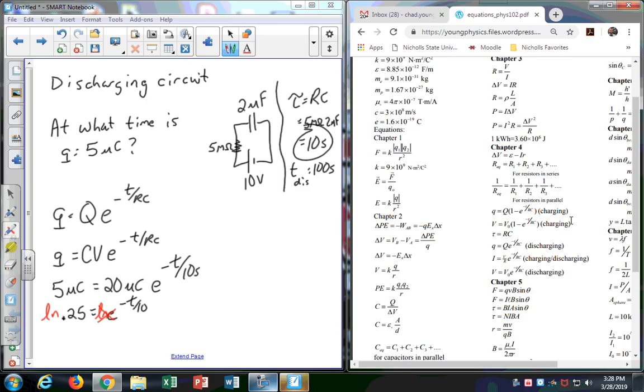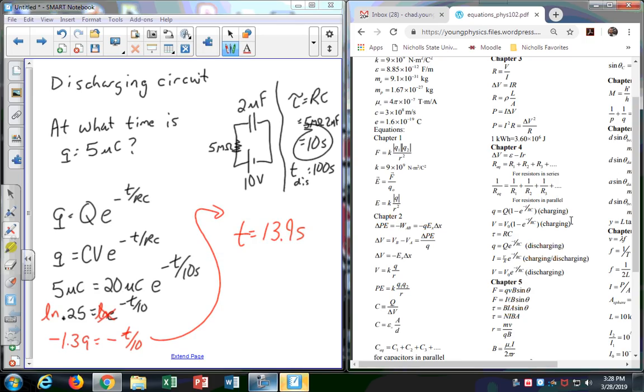I get negative 1.39 equals negative t divided by 10. So when I take the natural log of that exponential, that exponent comes down into the numerator. So if I solve that, t is equal to 13.9 seconds.